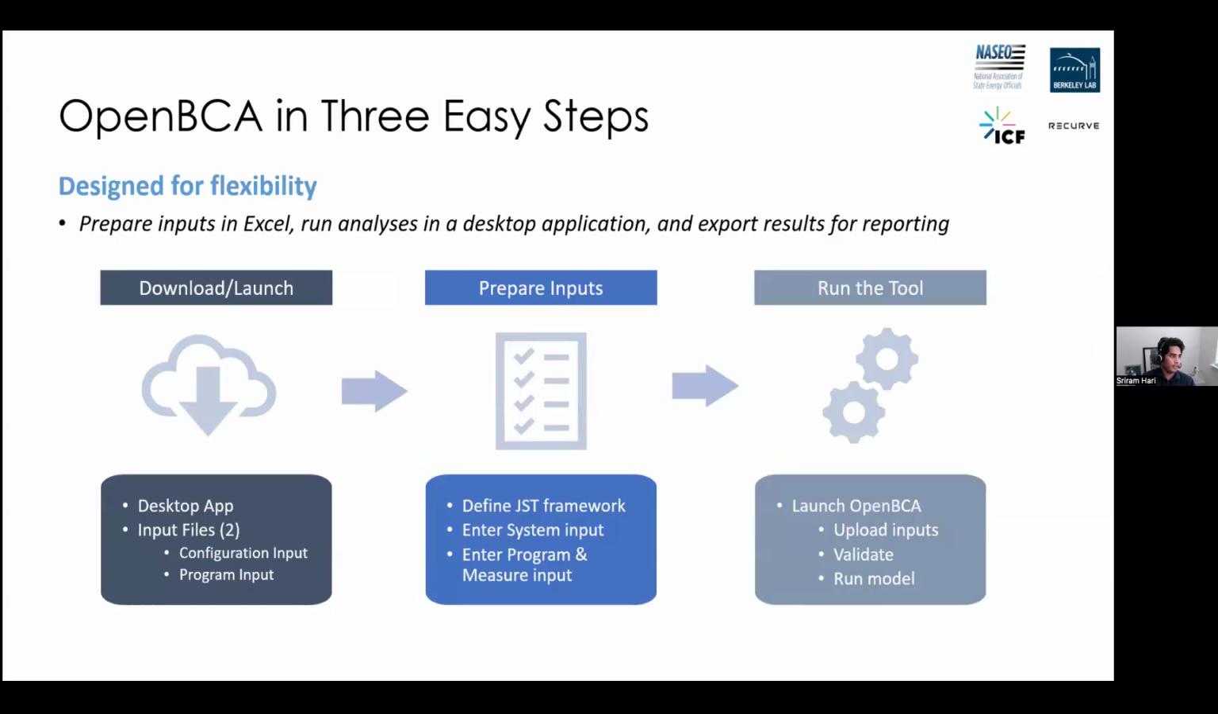Now, I do want to just finish with how to break down OpenBCA in your head. The actual process for using OpenBCA is very simple. All you would need to do is go to the GitHub repo, download both the desktop application for Windows and Mac, and download the two input files. There's the configuration file and the program input file.